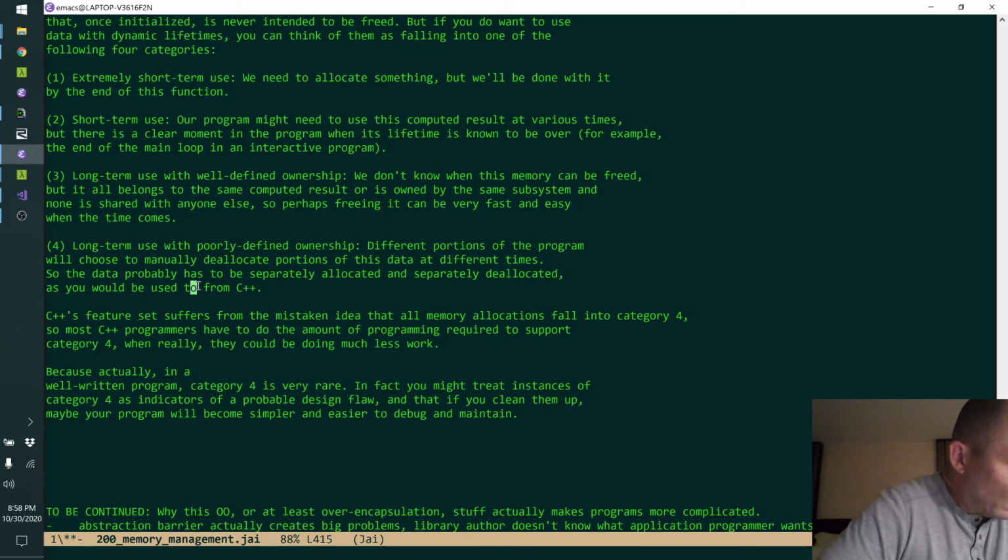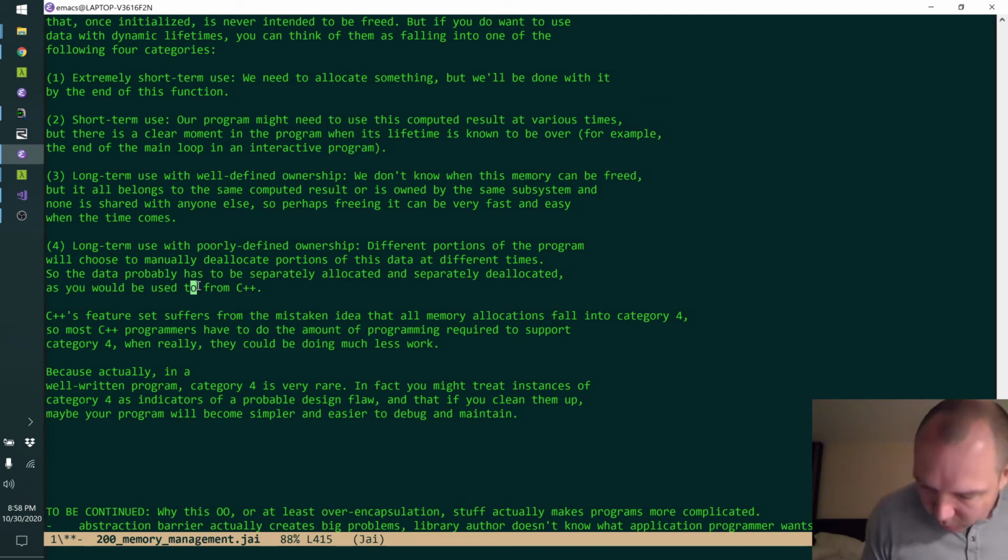Did I address the comment that suggested local function variables from C++ which go on the stack are the same as 1? Yes, because those are not dynamically sized. 1 is dynamically sized.